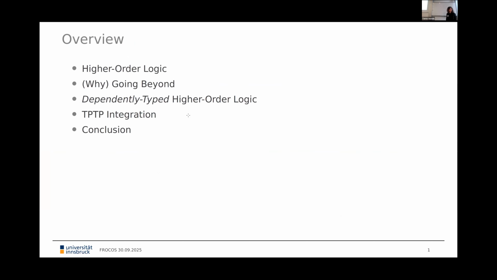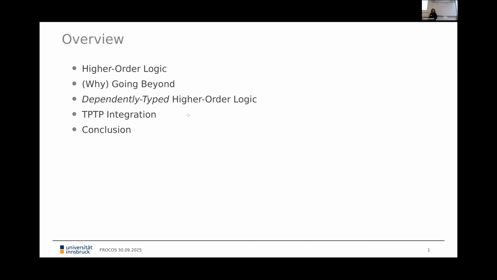I'm going to start off by giving a very quick and brief introduction to higher order logic, which most of you probably know already, but we have a few quirks in our presentation that are worth mentioning. Then I will motivate why we are actually going beyond that, and then introduce dependently typed higher order logic.